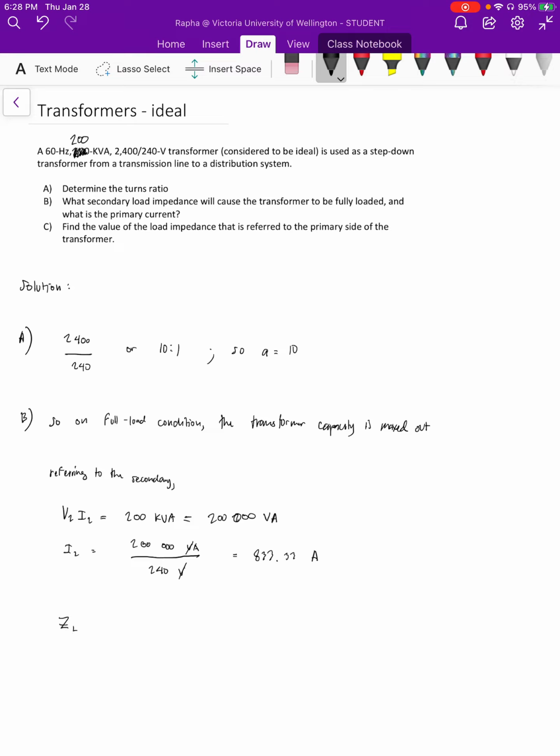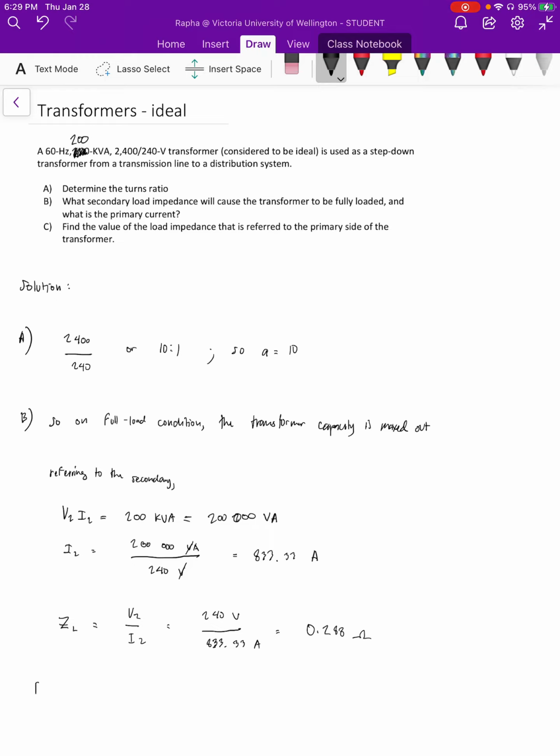Then, from this I2, we can solve ZL, secondary load impedance. This is equal to V2 over I2. Our V2 again is 240 volts. Then, our I2 is equal to 833.33 amperes. And our ZL is equal to 0.288 ohms.